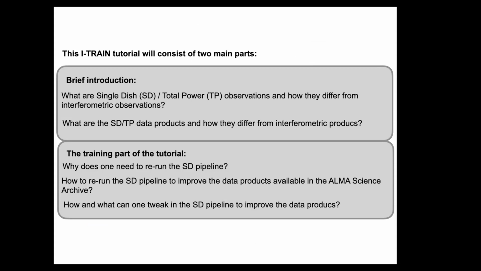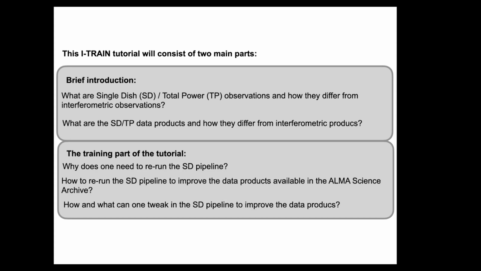Then there will be a second part of the tutorial, the training part, and there we will answer questions such as why one needs to rerun the single dish pipeline, how to rerun it to improve the data products that are available in the archive, and what one can tweak in the pipeline in order to improve those data products.